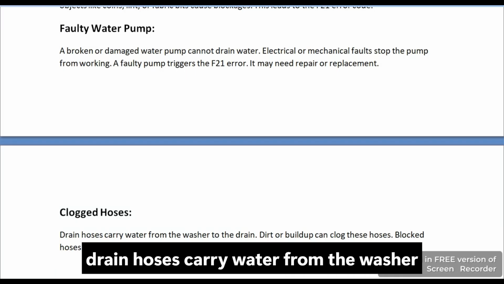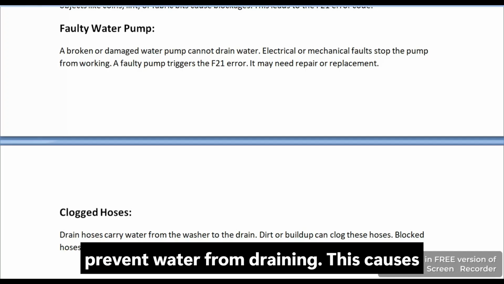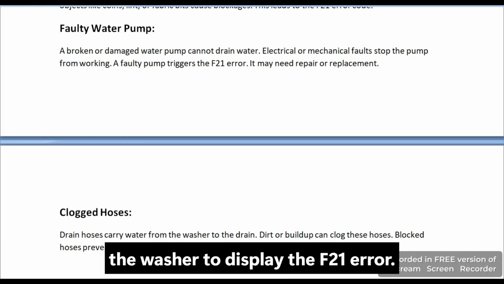Clogged hoses. Drain hoses carry water from the washer to the drain. Dirt or buildup can clog these hoses. Blocked hoses prevent water from draining. This causes the washer to display the F21 error.